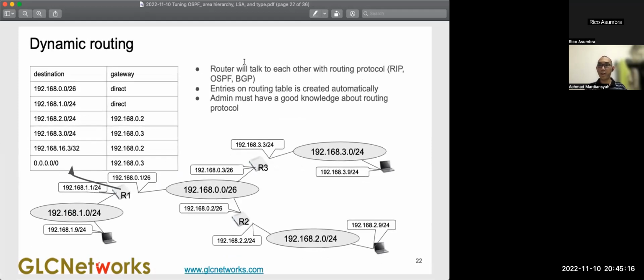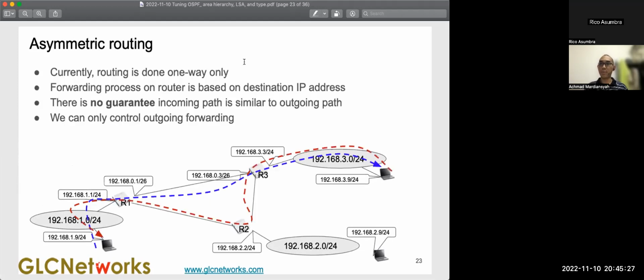And then here we have dynamic routing. So here you are utilizing a routing protocol like RIP, OSPF, or BGP.